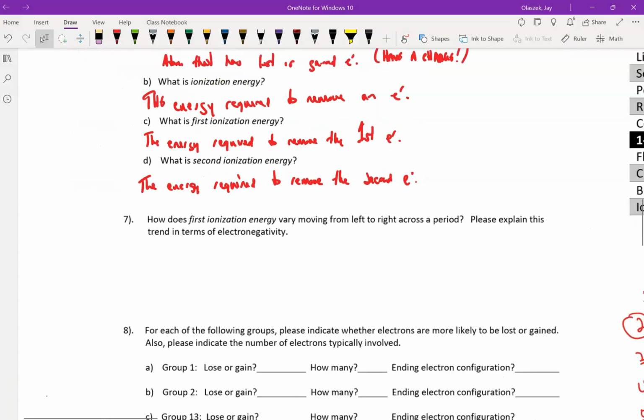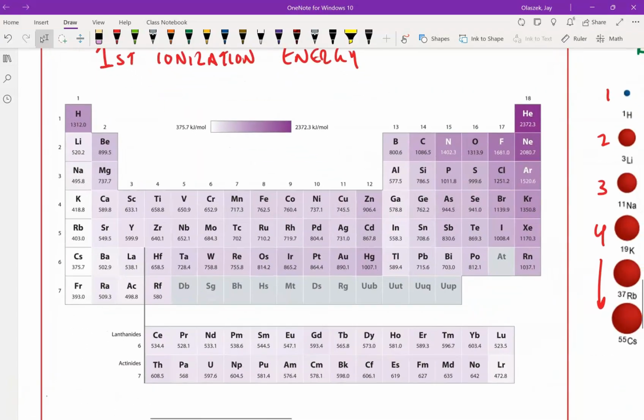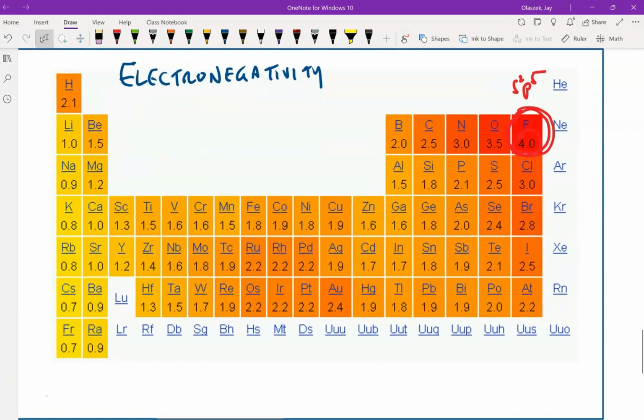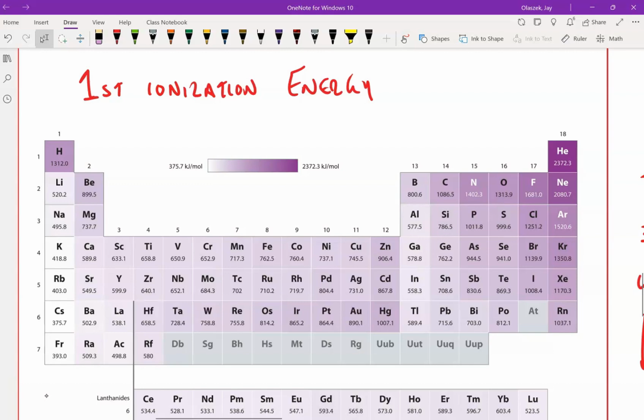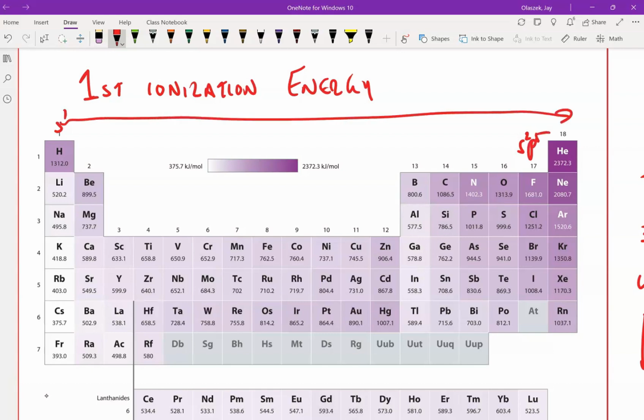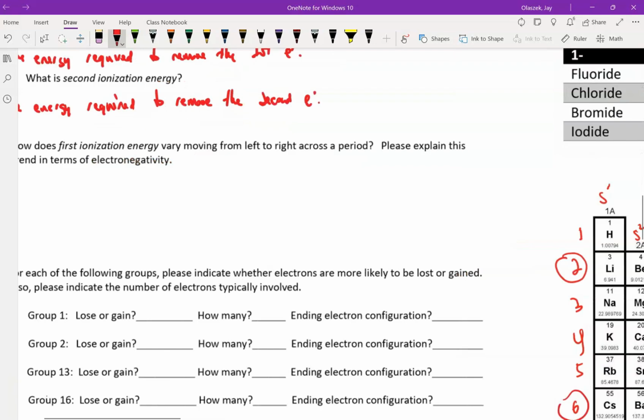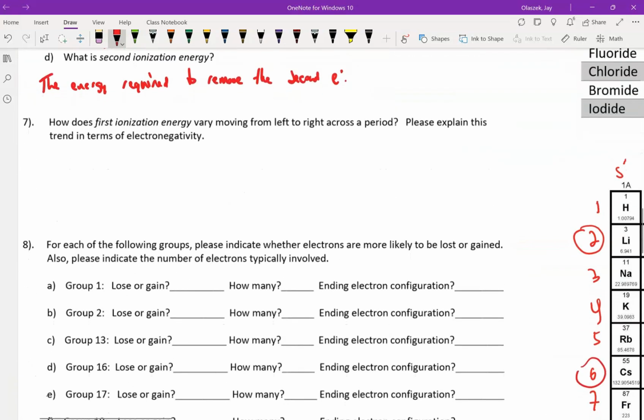And please explain this trend in terms of electronegativity. Here's what we know. Electronegativity is largest at the upper right corner and lowest at the bottom left. Why is this? Because everyone in this group is trying to lose that one electron while everyone in this one is desperately trying to gain one. So ionization energy increases as we go this way. It's also bigger when the atom is smaller, so it's going to increase towards the top. Smaller atoms pull harder. And so it says, how does first ionization energy vary moving from left to right? It increases.